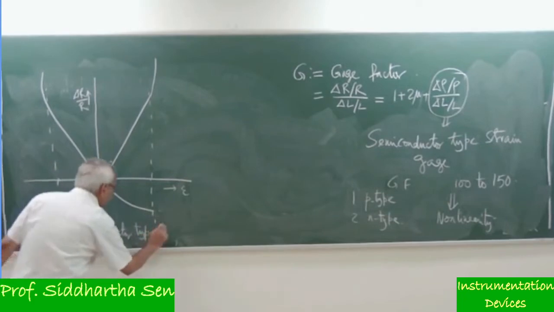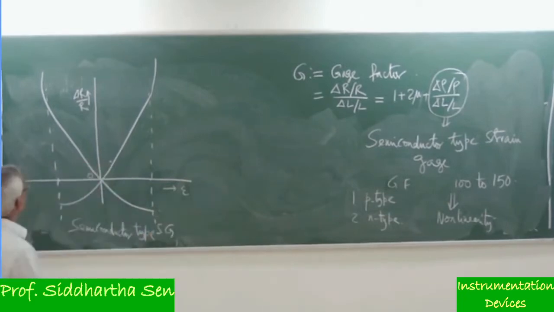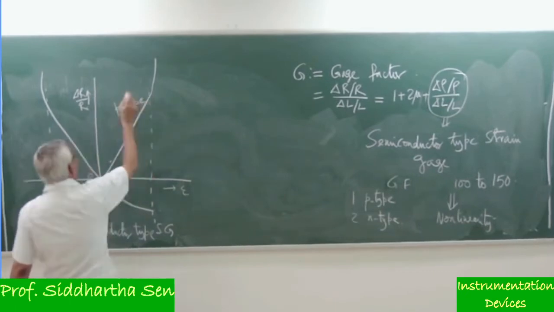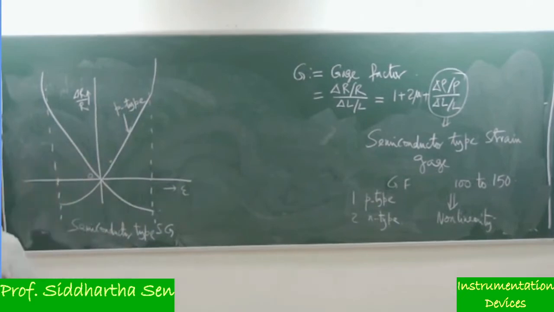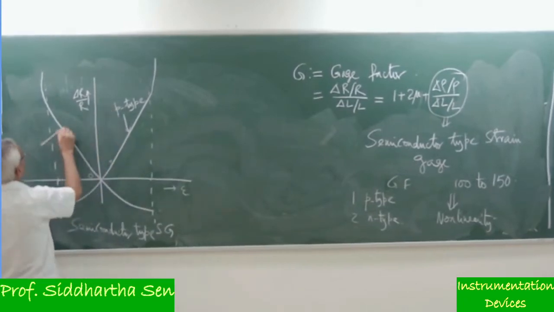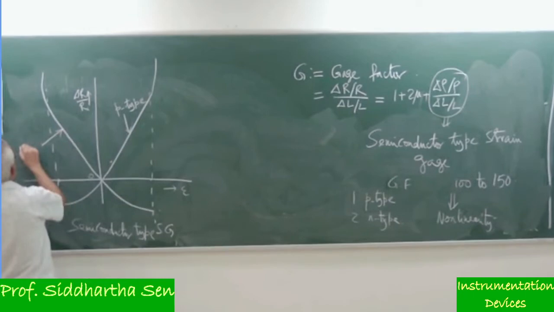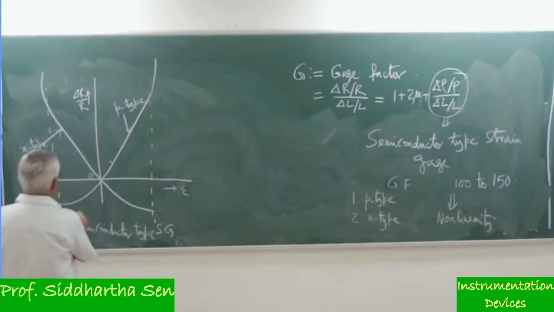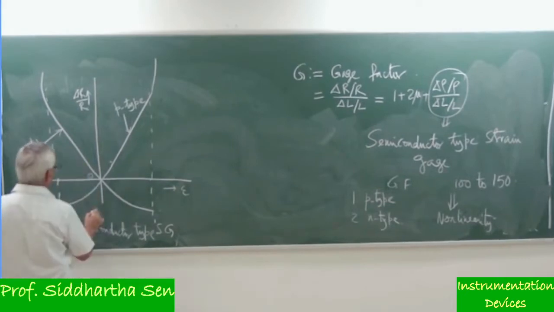strain gauge will have two types of characteristics. This we'll call a P type, where the resistance increases with strain, and this is your N type. The resistance decreases with strain, and this is your operating zone.